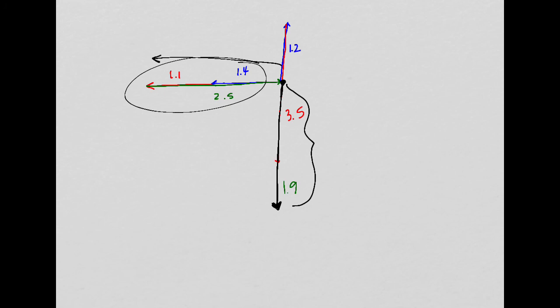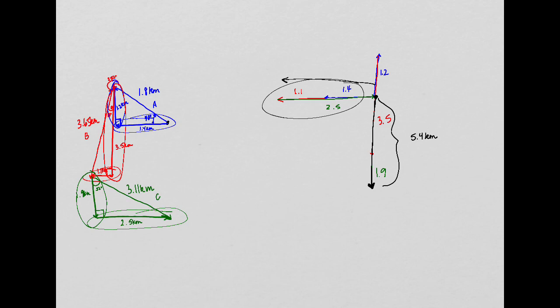We can still give an angle here, but let's look at our magnitude first. Our magnitude is going to be 3.5 plus 1.9, because this one was in the opposite direction, so we cancel that one out. We don't count it. So our distance here is 5.4 kilometers. No, that's not right. Oops. Here we go. All right.